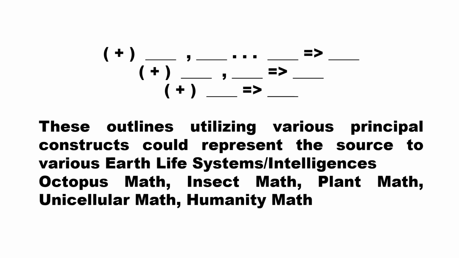These outlines, utilizing various principal constructs, could represent the source to various Earth life systems intelligences, such as octopus math, insect math, plant math, unicellular math, humanity math. I'm trying to show here the options we have mathematically in creating viable knowledge systems on Earth, reducing express systems to a viable principal system.